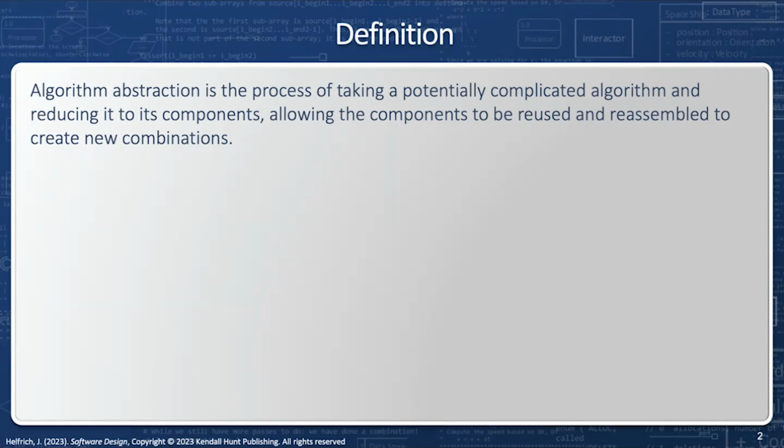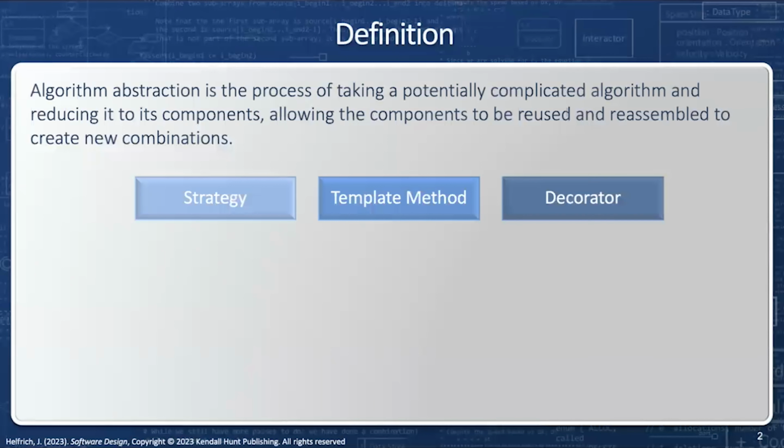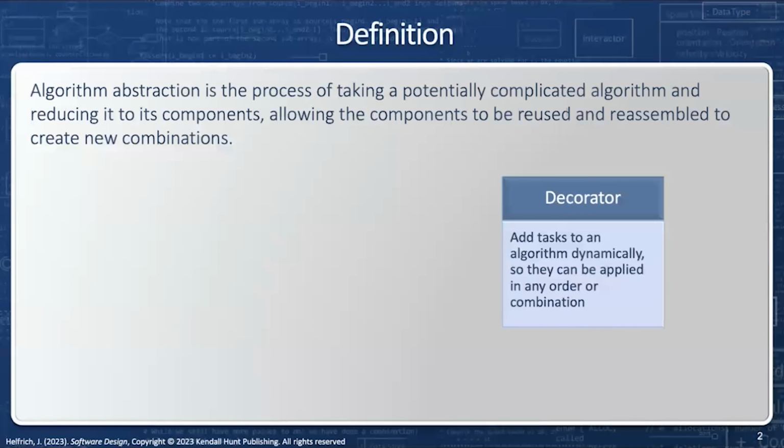Recall that there are three types of algorithm abstraction design patterns. There's the strategy, the template method, and the decorator. Today, we're going to talk about the decorator, which allows us to dynamically apply parts of an algorithm to a context in any order or in any combination.